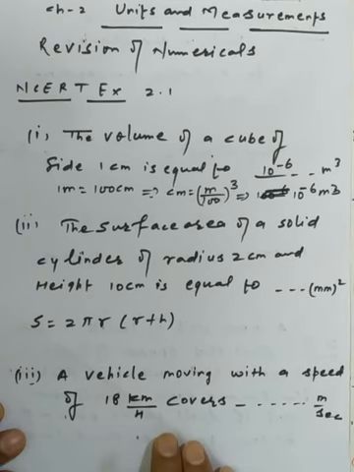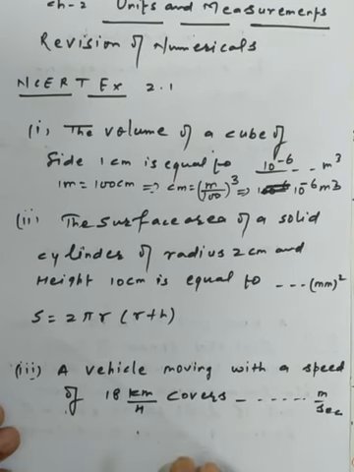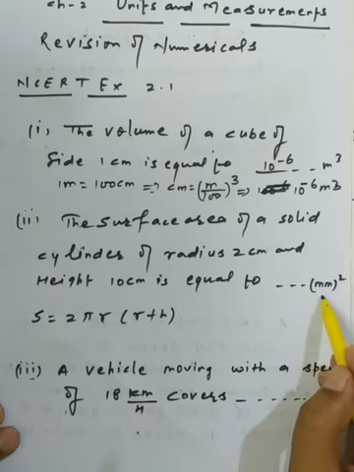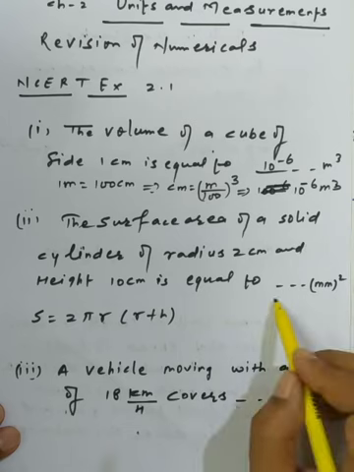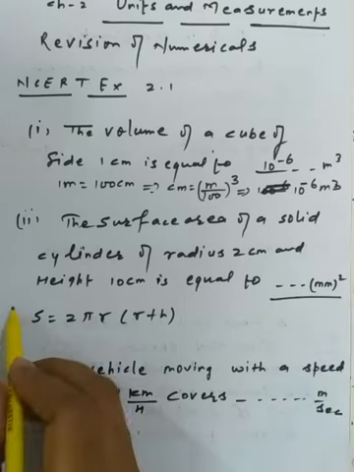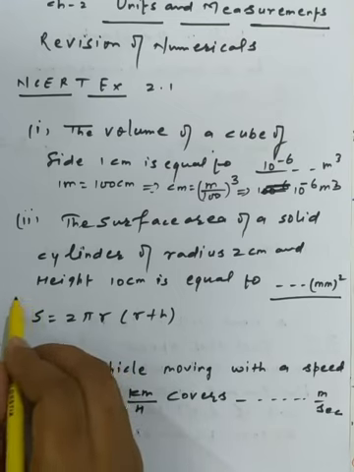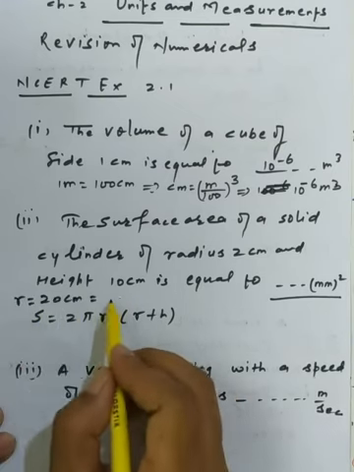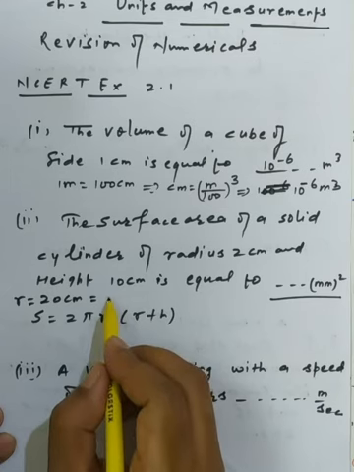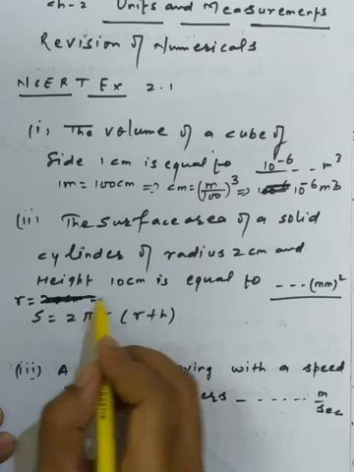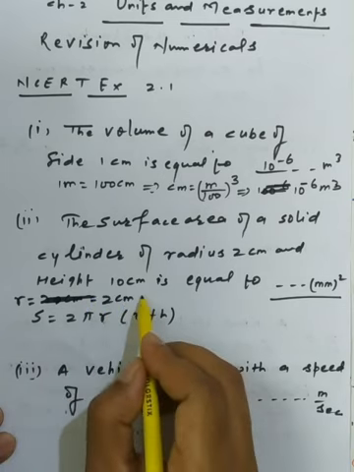Now the next question: the surface area of a solid cylinder of radius 2 centimeter and height of 10 centimeter is equal to, in the sense of the area, how many millimeter square. So you have to convert all the parameters into millimeters. The radius is 2 centimeter, so I am converting it into millimeters.